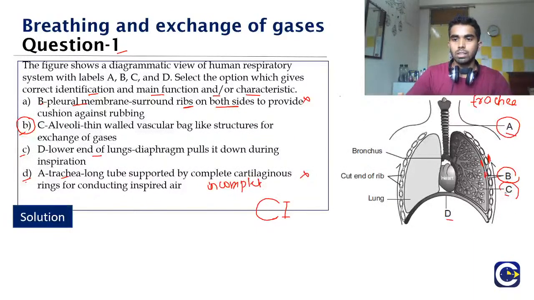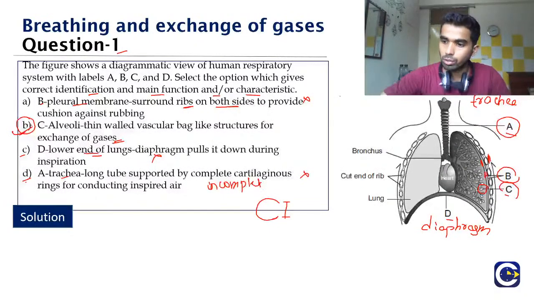Now coming to option C, yes, definitely the structure over here is the alveoli, and alveoli is the basic structure where the exchange of gases takes place in the lung. And the D part is not the lower end of the lungs. This D part is the diaphragm. So this option is also incorrect. So the correct option over here is option B, as all of you have pointed out.